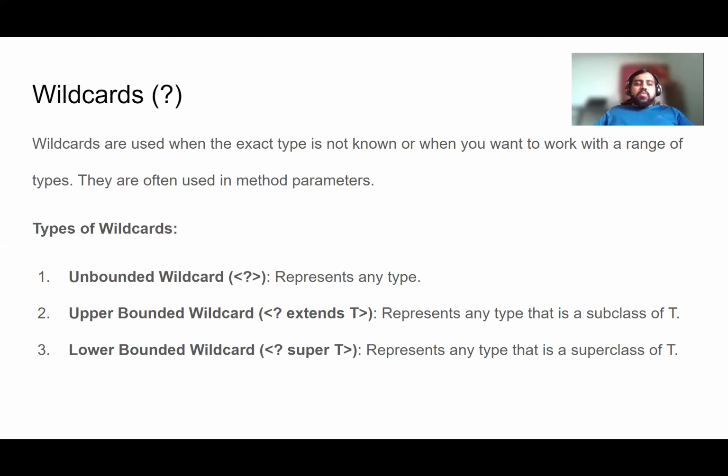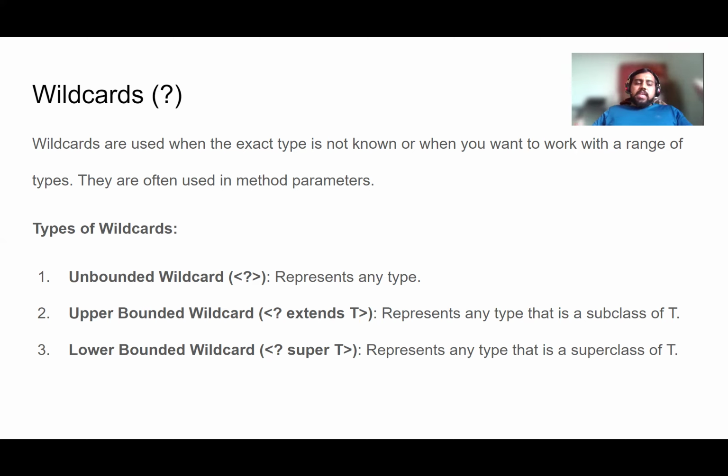There are three types of wildcards. One is the unbounded wildcard, which represents any type. If you put a question mark, it will act like the Java collections before Java 5, before generics were introduced. So it will accept all the types, Integer, String, everything.